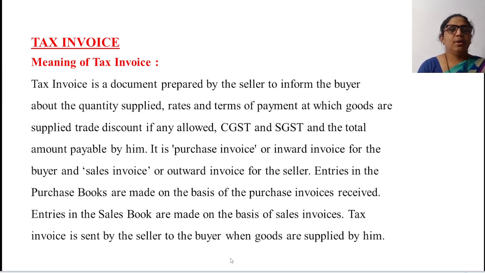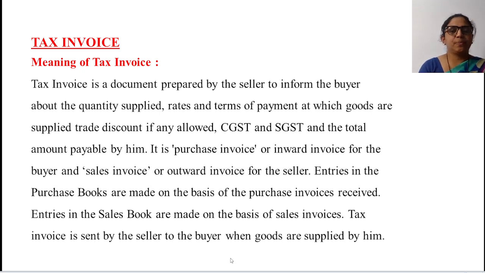Of course, your seller sells the goods. From that point of view, you can think it is a sale invoice, and when the buyer purchases the goods, it will be a purchase invoice. Why is it said to be an outward invoice for the seller? Because of course the goods are going outward, and it is an inward invoice for the buyer.